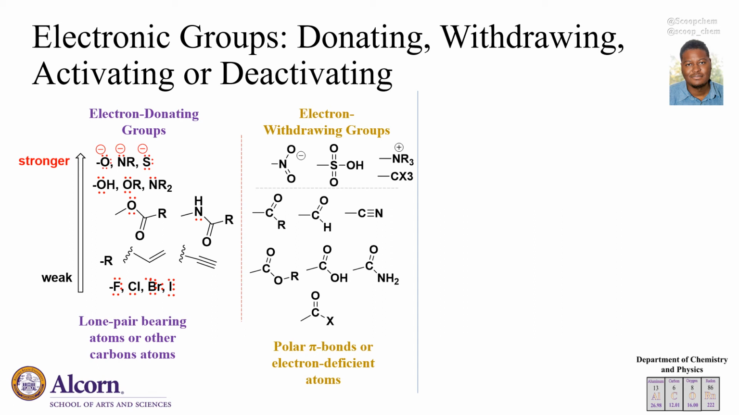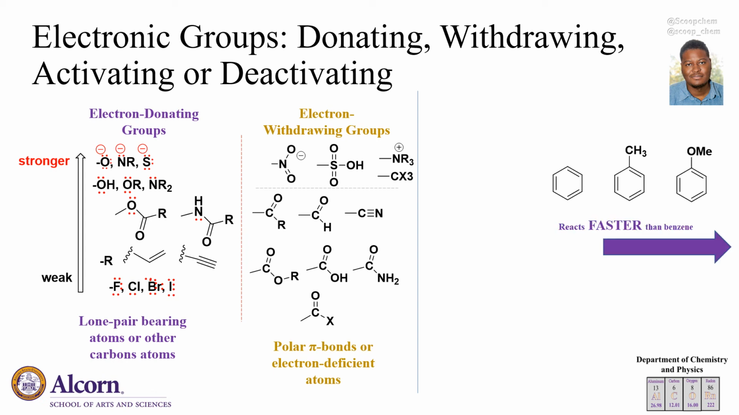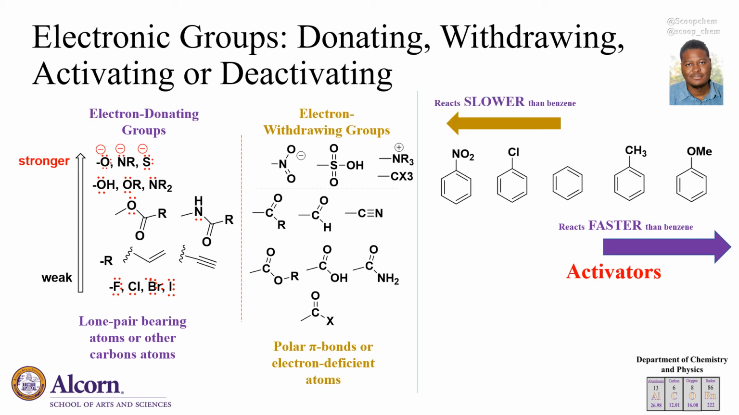So let's talk about this activating and deactivating. Everything is pretty much studied from benzene. So groups that are going to increase the reactivity, like this methyl group or this methoxy group added to the benzene ring, are going to react faster than benzene, and we specify these type of substituents as activators. Groups like chlorobenzene or nitrobenzene actually react slower than benzene. So we say that those substituents are deactivators.